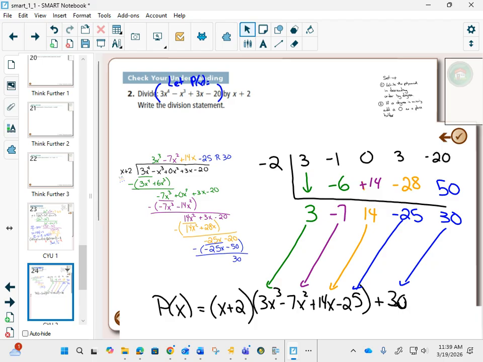So by changing the sign out front, did you notice that in each of the columns I added instead of subtracted? So when I change this to -2, I just bring down the 3. -2 times 3 is -6. I just added. Then -2 times -7 is +14. I just added. -2 times 14, -28. I just added. And -2 times -25 is 50. I just added. So it allows you to add instead of subtracting if you change the sign on the front. And then you get the answers right away.